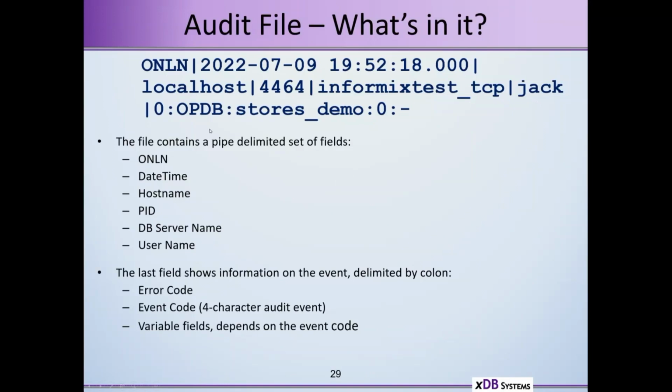So for the open database, we have an error code. Here we know that the database open was successful. Here's the event code. Here's the database name. And then I can't remember what that one is. So you'll see that the details on the event are separated by a colon, whereas the initial fields are separated with a pipe. The point here is that the values in this last field vary depending on what the event is.